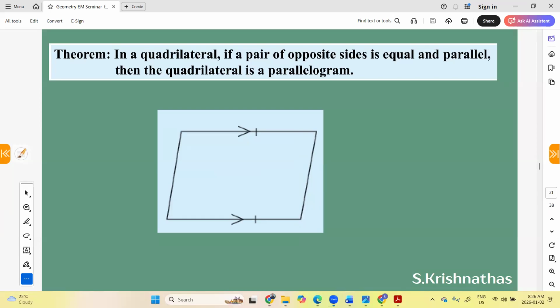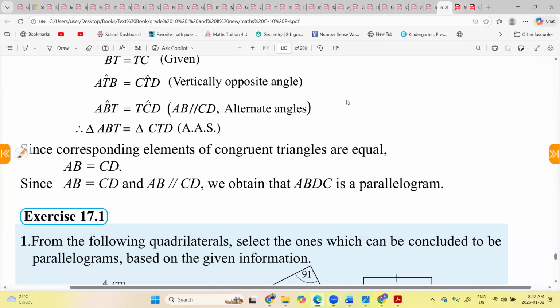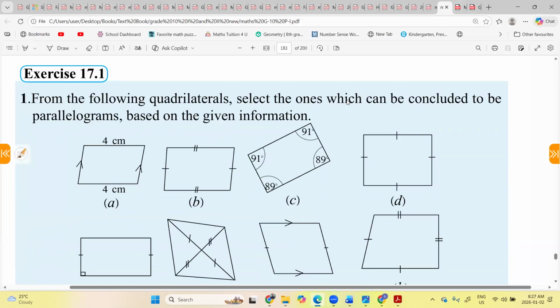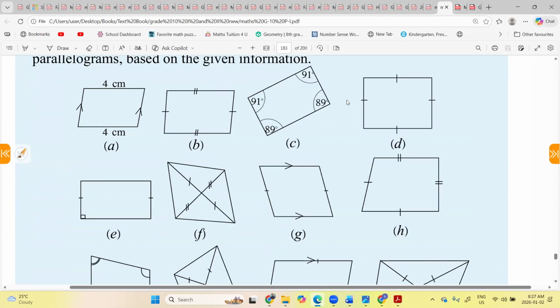Right. Yeah, there are some questions in your grade 10 textbook. From the following quadrilaterals, select the ones which can be concluded to be parallelograms based on the given information. Take the first one, A. Is A a parallelogram or not? A: this side is parallel, this side is equal. Students, very important thing.